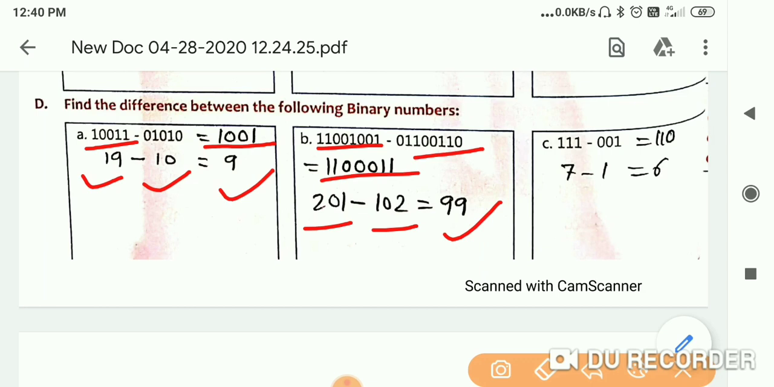Now the third one, it is very simple. 111 minus 001, it comes 110. So 111 in decimal is 7 and 001 in decimal is 1, and after subtraction it becomes 6.